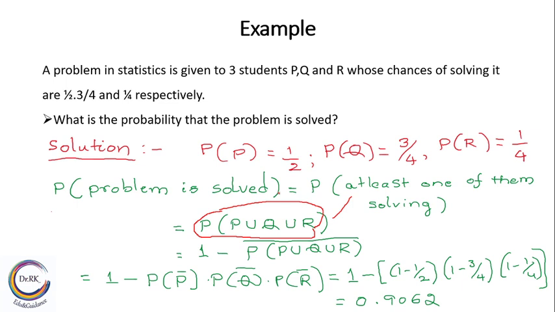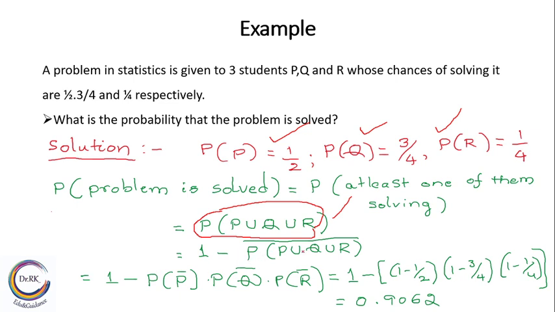So what is the information that we had? Only the probabilities of P, Q and R, and that these are all independent events. So at least one of them solving can be found as follows. We know P of A can be written as 1 minus P of A complement. I hope that's clear. P of A equals 1 minus P of A complement.